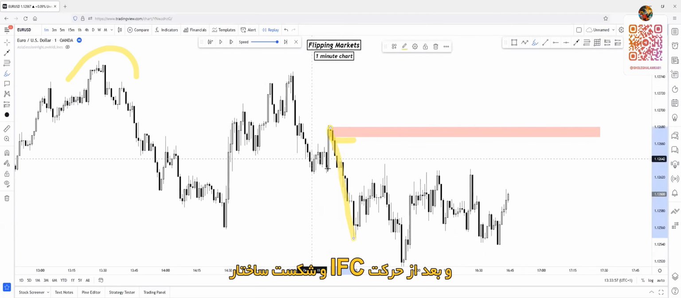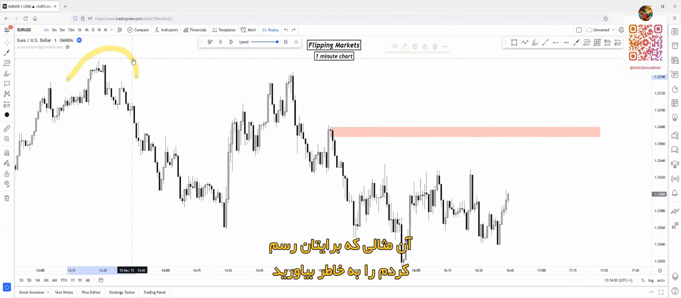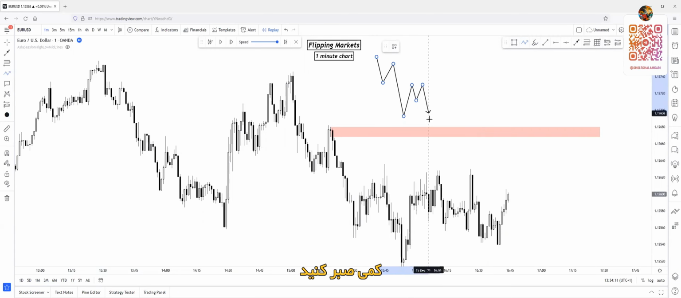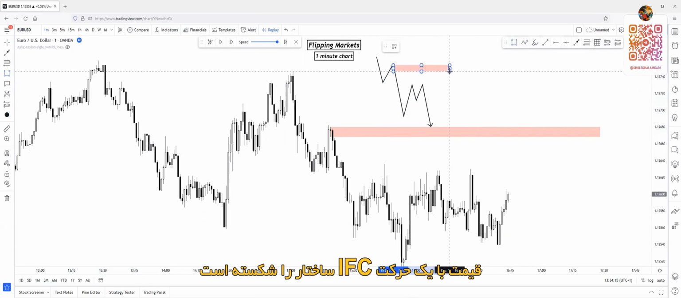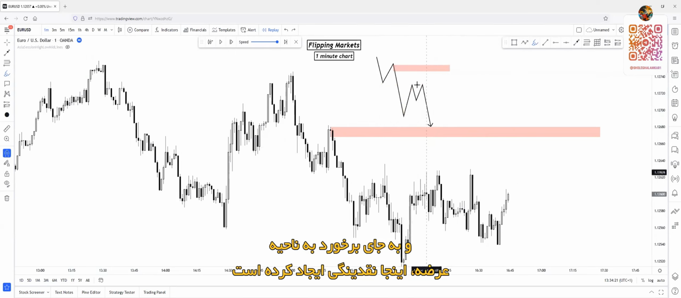And after the inefficient movement and the break of structure, it came for a pullback, but couldn't tap into this supply zone. So can you just remember the example that I drew for you? That was a long example, but I will just draw the short example. So just bear with me. So this was the example. Price created a breakout structure here with inefficient movement and came for a pullback, but couldn't tap into the zone. Instead of tapping into the zone, it created liquidity here.